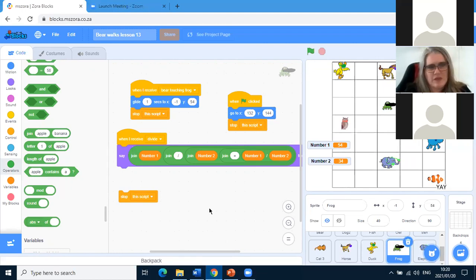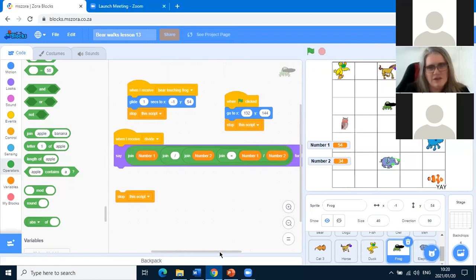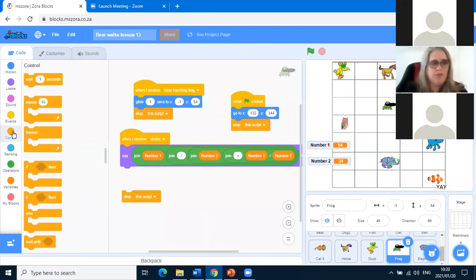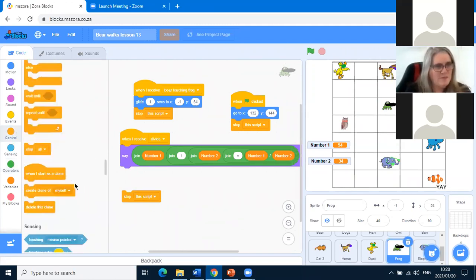So here we go to when I receive divide. After he's done the division, Frog has divided the numbers and displayed them. That's what he's doing in this big long block here. Yes, we actually joined this up yesterday with horse, had the same thing. And we're going to do a similar thing with cat and dog. So it's all being repeated, what we are doing. Right, after saying this, Frog's going to send a secret message to Bear. How's he going to do that? He's going to broadcast. Let's broadcast.